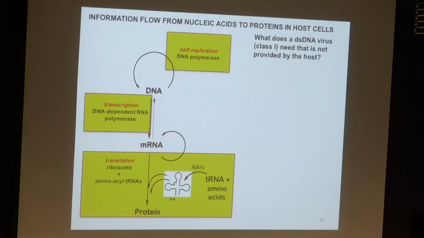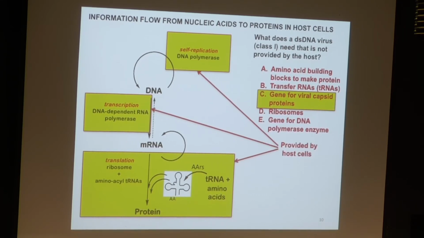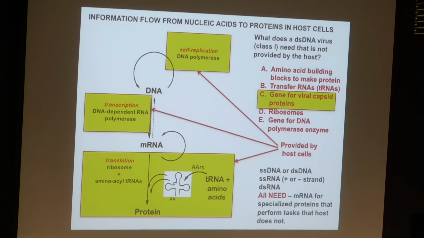Okay, so when you think of a virus, this is the original central dogma, all the moving parts of the central dogma. What does double-stranded DNA need from the host? The host has the DNA polymerase, it has the DNA-dependent RNA polymerase, it's got all the ribosomal machinery. So the only thing that the virus needs is the gene for its capsid proteins. So you can peel out from that entire life cycle the one unique thing about the virus. So that's a double-stranded DNA virus.